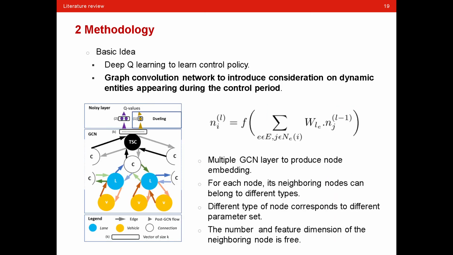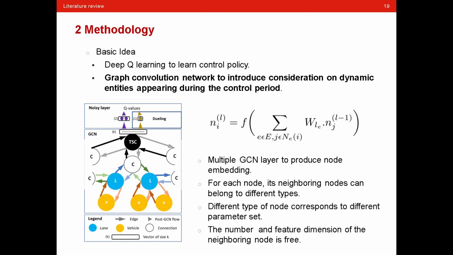And the traditional graph convolutional layer is described like this. The node at layer L depends on the node feature embeddings of its neighbors at the last layer, and this is the neighboring set of the node i. There are several features of this method. First, multiple GCN layers produce the node embedding. That is, we have multiple functions with input and output, and then we get a final embedding of the current node.